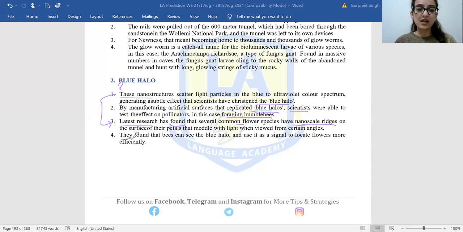They found. So the next question arises, who is they? They found, obviously there should be some human beings because found cannot go for non-living things. So they found bees can see the blue halo and use it as a signal to locate flowers more efficiently. Here, the next elements that we have are bees and blue halo. So if we make pairs, one pair we have already got: nanoscale ridges and these nanostructures. Then in this sentence, we got scientists. And in this one, we are talking about they. So this makes sense, scientists and they together. And in this one sentence, we had foraging bumblebees. And in here, we only have bees.